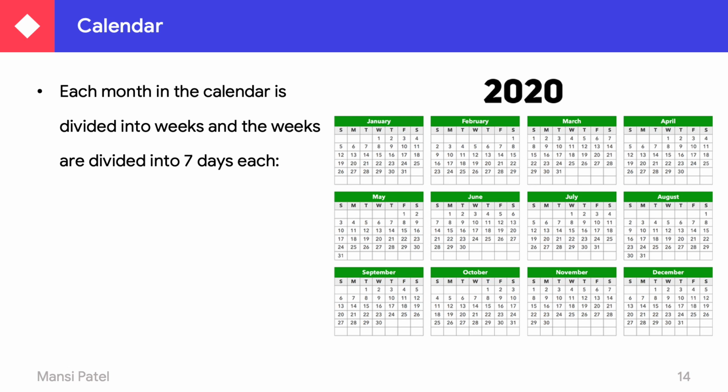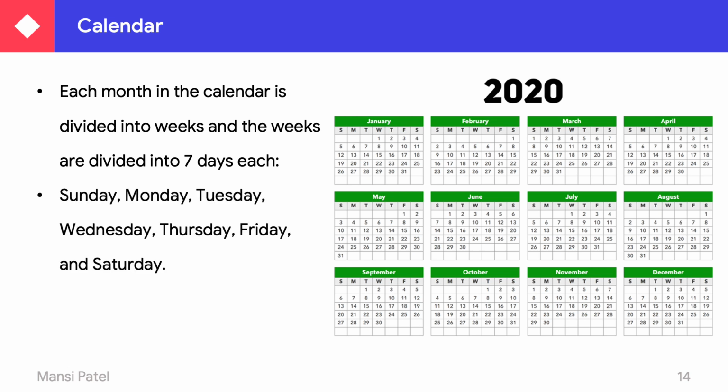So in 1 year, 12 months are there. In 1 month, 4 to 5 weeks are there. And these weeks are divided into 7 days. And which are the days? That is Sunday, Monday, Tuesday, Wednesday, Thursday, Friday and Saturday. When it starts from Monday and ends on Sunday, we can say that our 1 week is complete. Each day in a month is assigned a specific number. It represents a specific date.